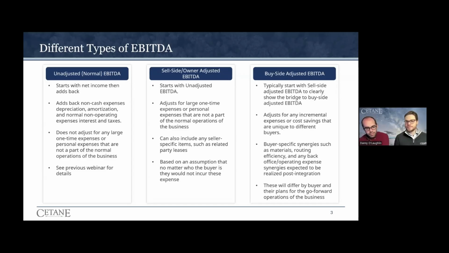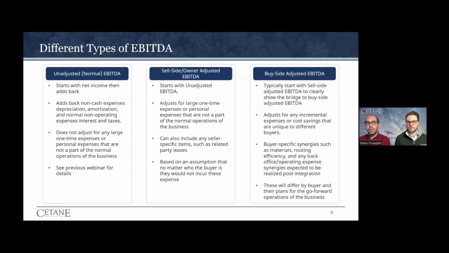Yeah, so before we jump into buy side too much, I want to set the stage again on these different types of EBITDA. You're starting at unadjusted, which I call formulaic EBITDA. I know nothing about healthcare, literally next to nothing, and I could probably calculate formulaic EBITDA for a healthcare company because it's just formulaic. I don't need to know anything about that business.